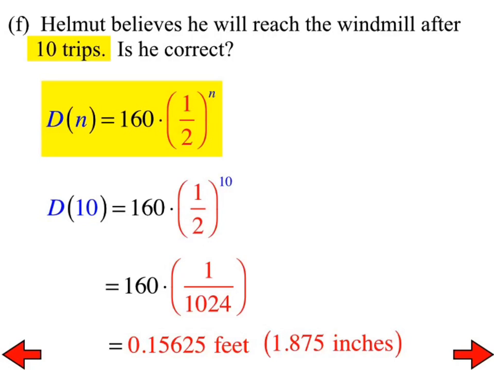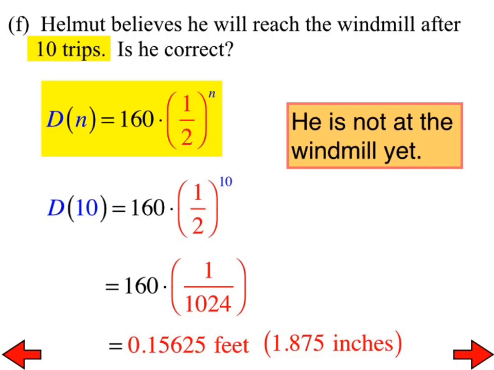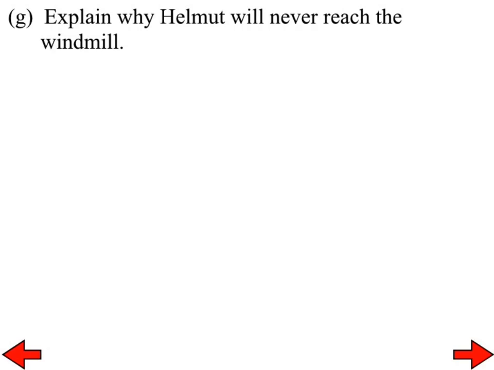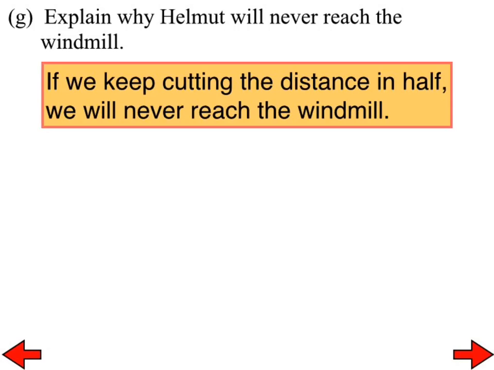And then for part G, the question is, explain why Helmut will never reach the windmill. Well, it should be obvious that if we keep cutting the distance remaining in half, we'll never reach the windmill. We'll get extremely close, but never truly reach the windmill.